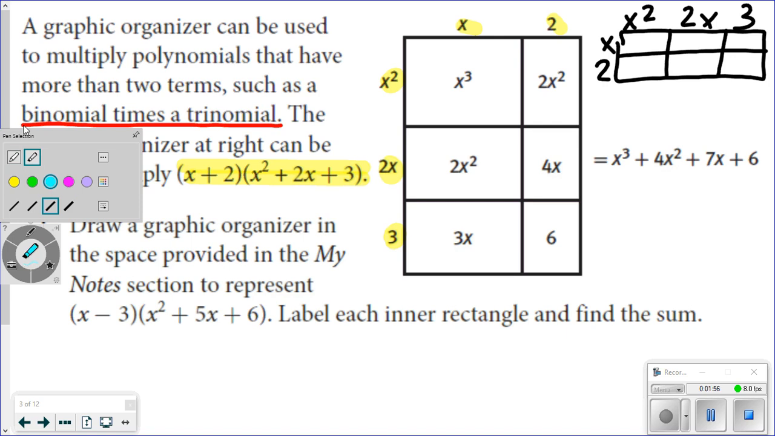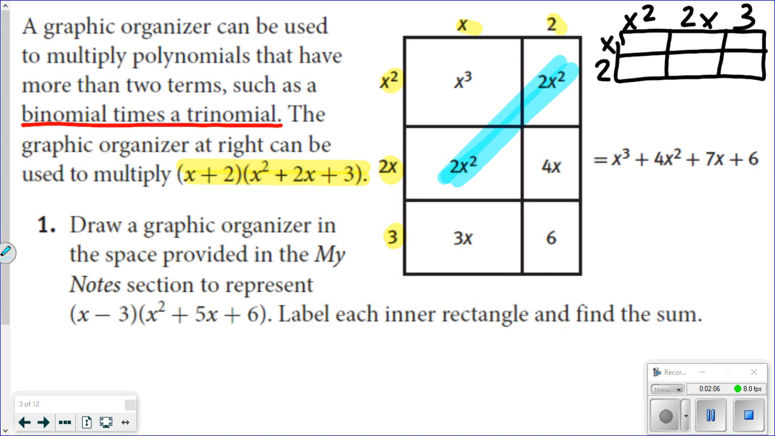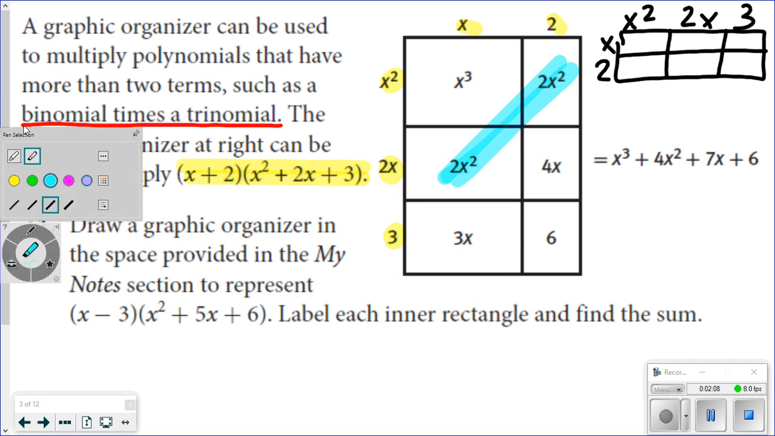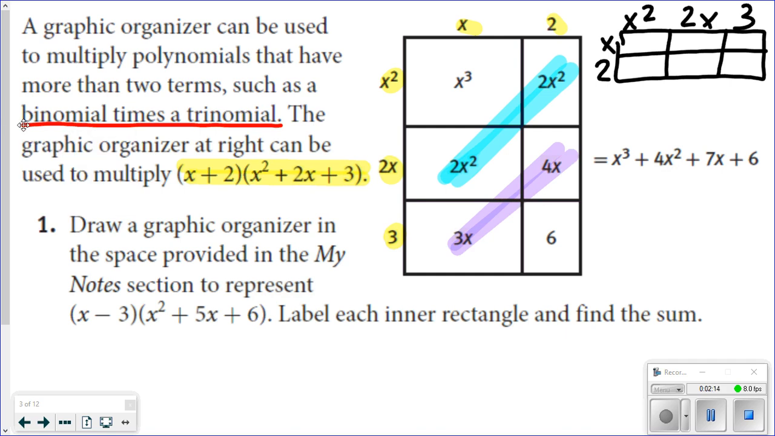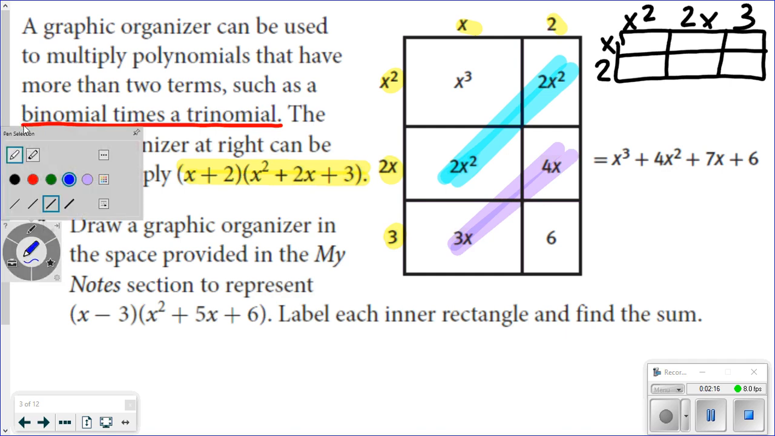And again, remember our like terms occur on our diagonals. So I have an x cubed, and I have nothing that's like with that. But here I have 2x squared and 2x squared. Those are like terms on the diagonals. And then I also have 3x and 4x. So notice when we combine those, we get x cubed plus 4x squared plus 7x plus 6.